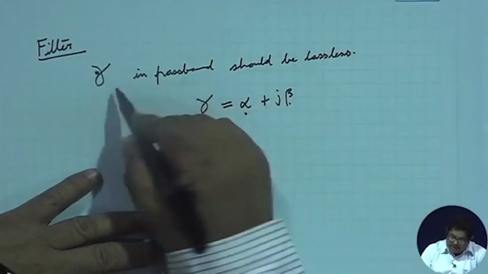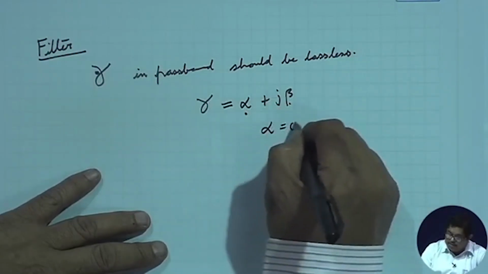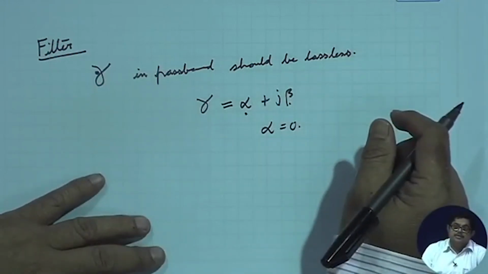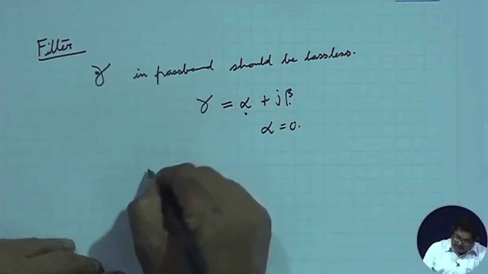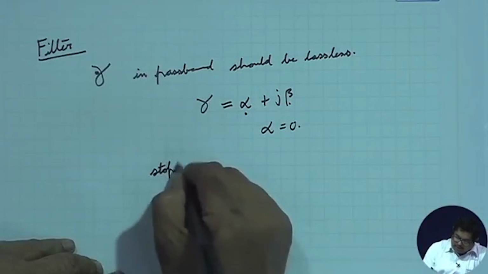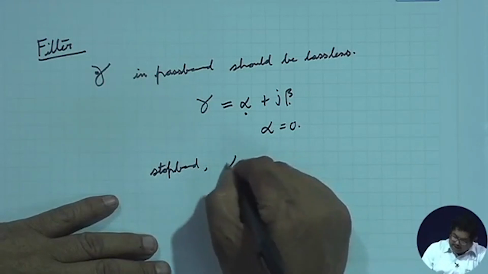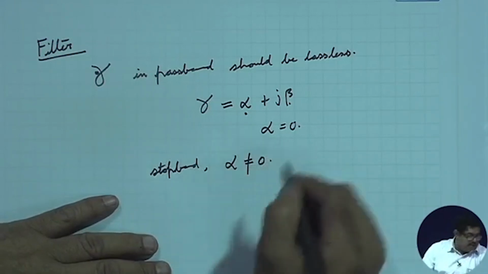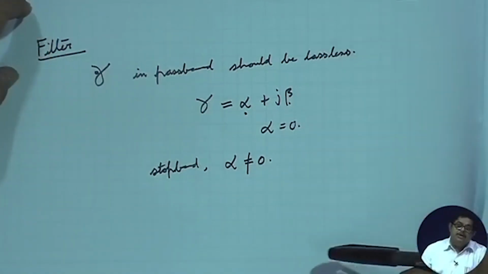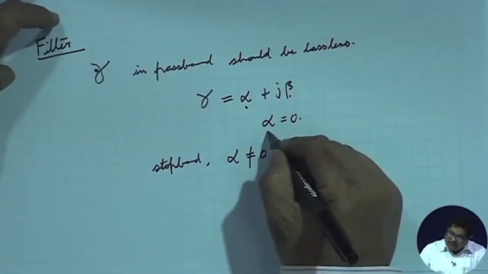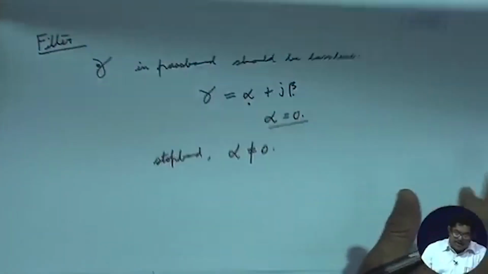So, when we say that alpha in the pass band should be lossless, what we basically say is that alpha should be 0 over the whole pass band, that there should not be any attenuation. And what happens in the stop band? In the stop band, we want that it should be lossy, so at least alpha should not be equal to 0. And we have already decided that to have alpha equal to 0 in the pass band, we will use only reactive elements.